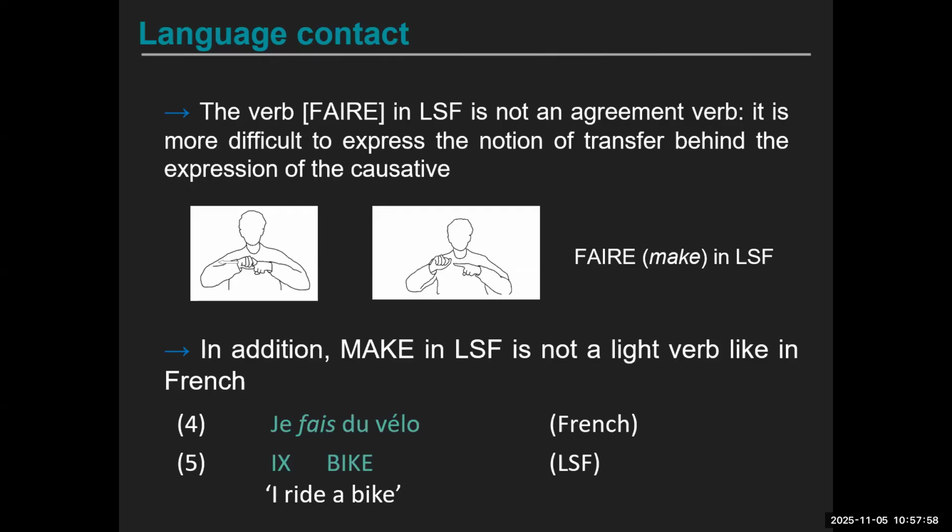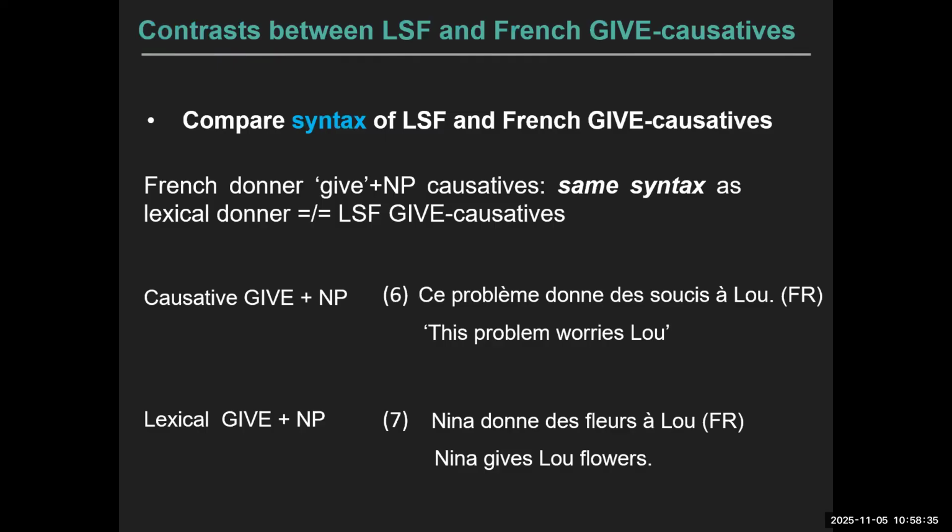Faire is also not considered a light verb in spoken French. So in French, you can say je fais du vélo, which is I ride a bike. But we would not use this in LSF. We would just say I bike, showing the pedals of the bike. So this gives us one reason as to why we would not use faire, being borrowed from French, and would instead opt for donner as a causative.